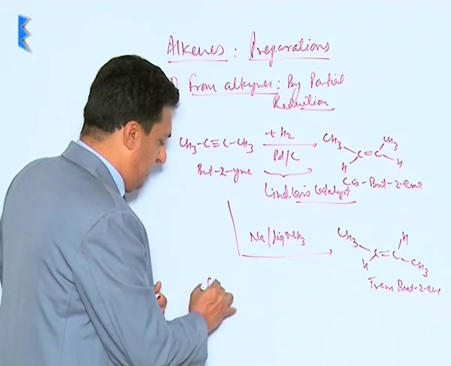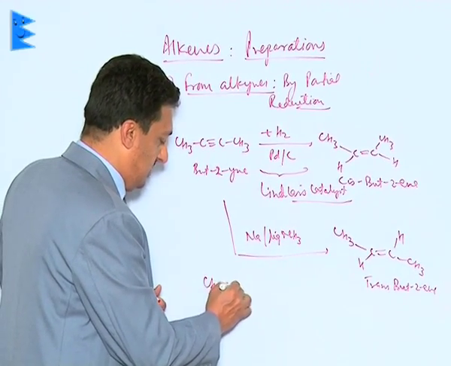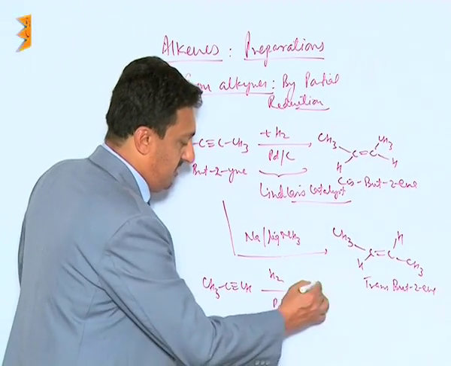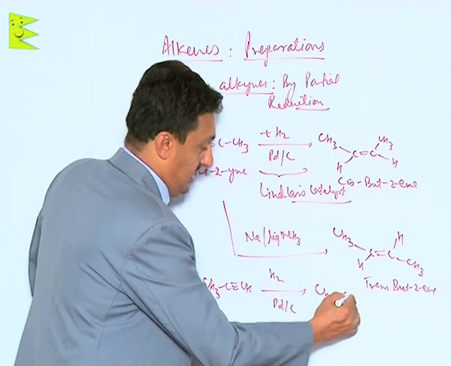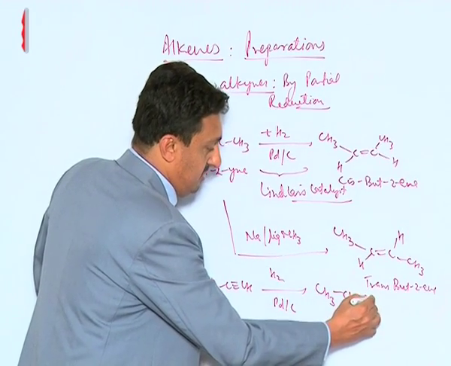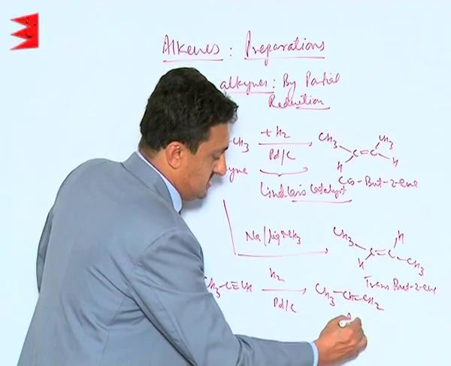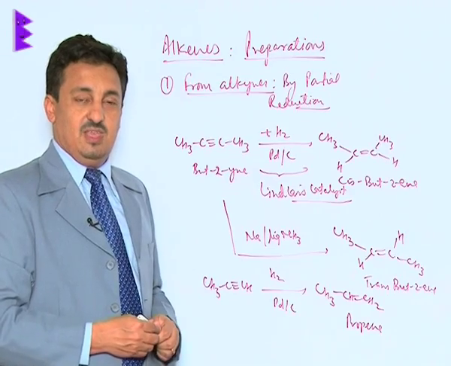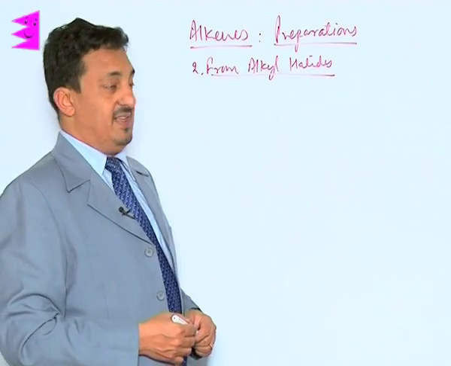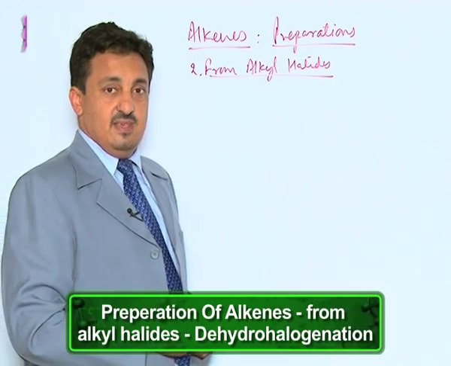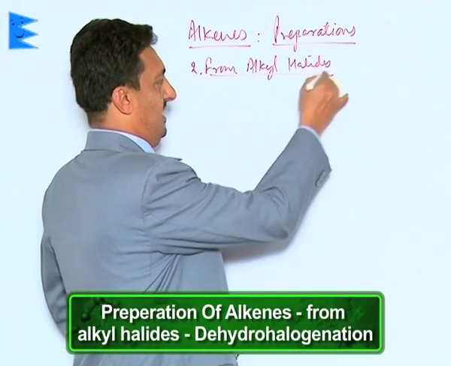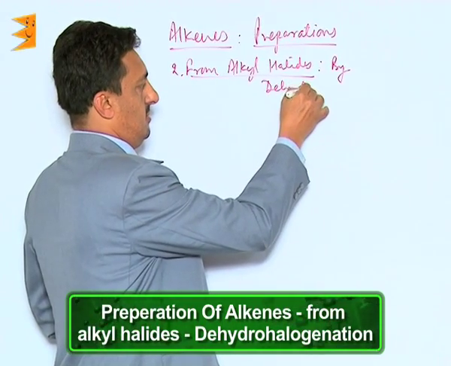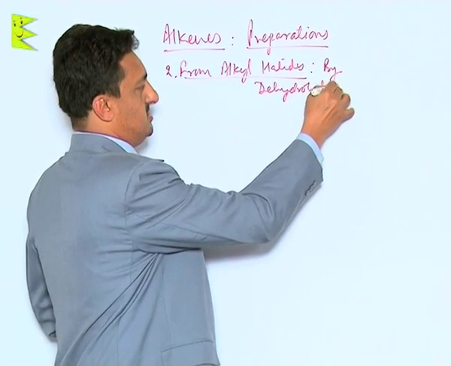And of course, if we have any simple alkyne like this one, there will be no issue of whether it is cis or trans, because we can't get any geometrical isomers in this. It will be a very simple propene in this case. So this is one of the methods of preparing alkenes. The next method to prepare alkenes is from alkyl halides. From alkyl halides we can prepare alkenes by dehydrohalogenation.